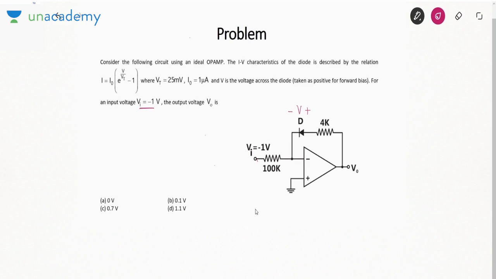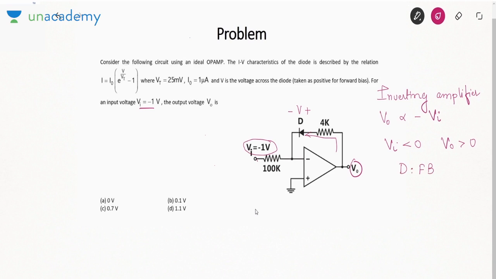See, it is an inverting amplifier, right? Because the input is connected at the negative terminal. In that case, V0 is proportional to minus Vi. So if Vi is less than 0, V0 is greater than 0. Vi is minus 1 volt, so V0 will be positive. If V0 is positive, this diode will get forward biased.